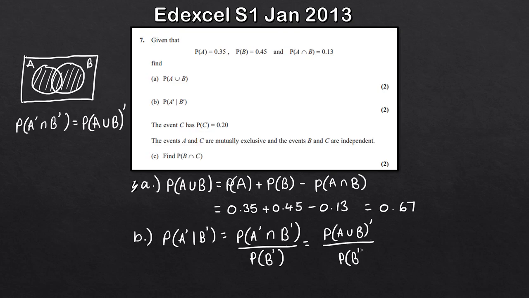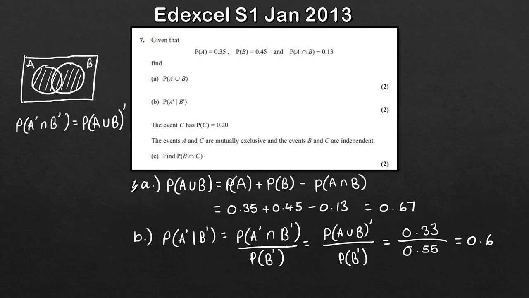We can easily work out the probability of B complement. And the probability of A union B, and then the complement of that, well, that's simply going to be 1 minus this value here. So it's going to be 1 minus 0.67, giving us 0.33. So that's our numerator here. And we divide this by the probability of B complement. So B complement is 1 minus the probability of B. So 1 minus 0.45 gives us 0.55. All we need to do here is plug this into our calculator, and what we get is 0.6 there.